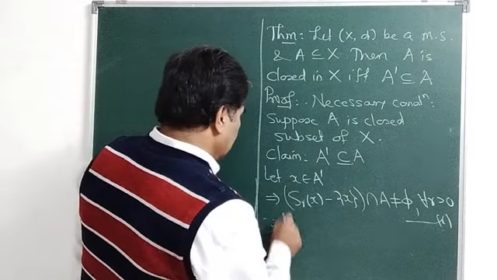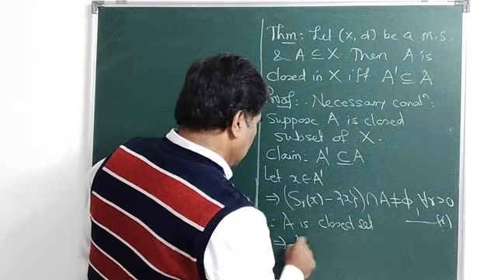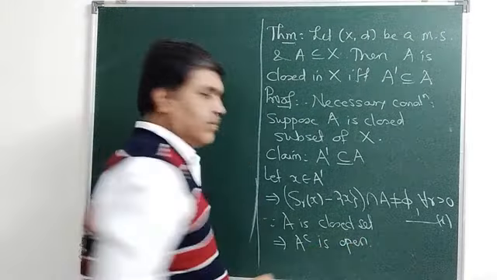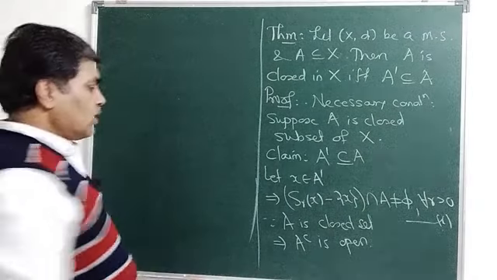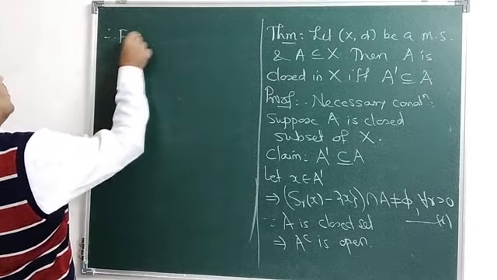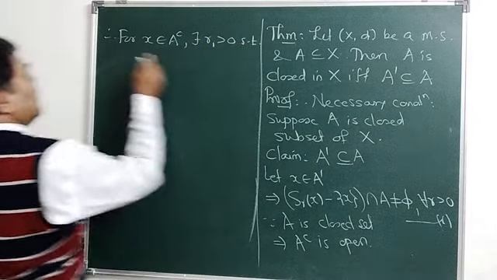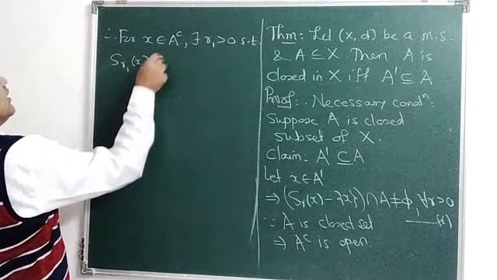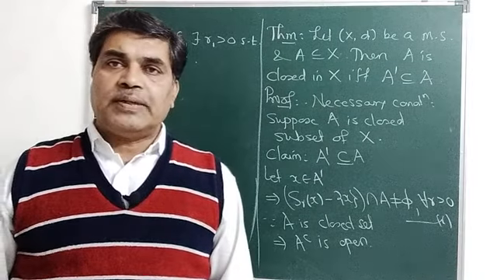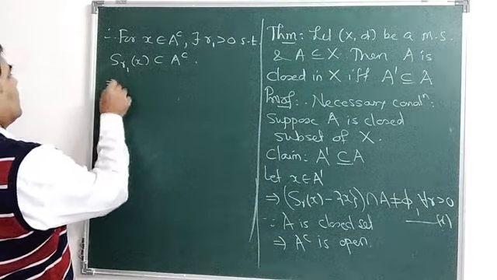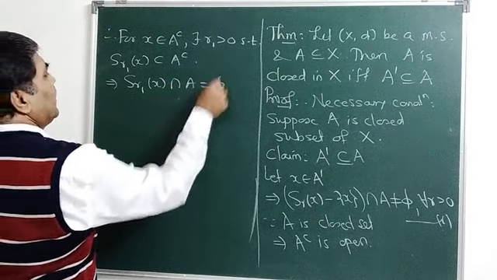Now since A is a closed set, this implies A complement is open. Therefore, for x belonging to A complement, there exists some r1 greater than 0 so that S_r1(x) is contained in A complement. This implies S_r1(x) intersection A must be equal to phi.